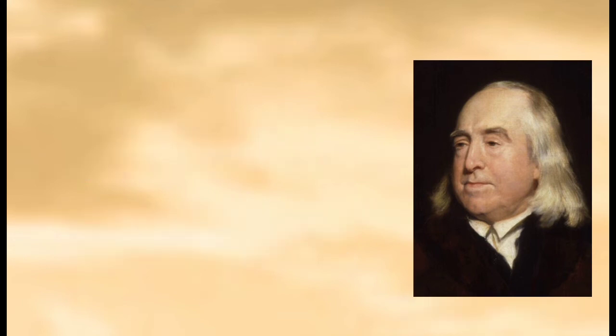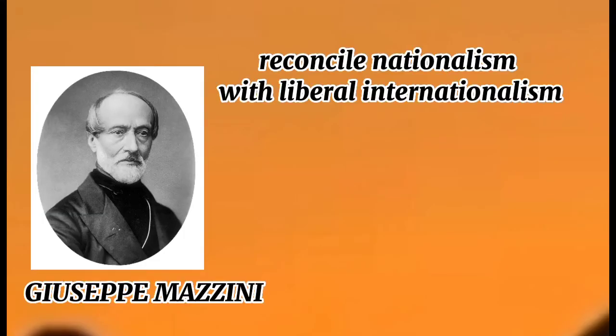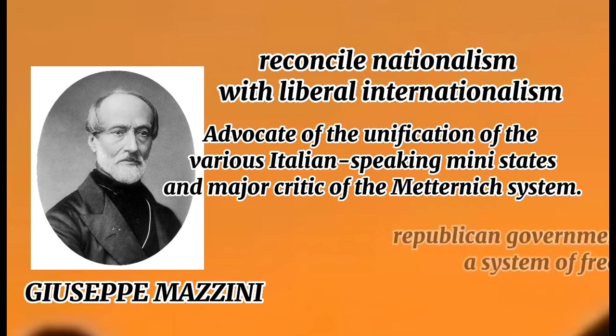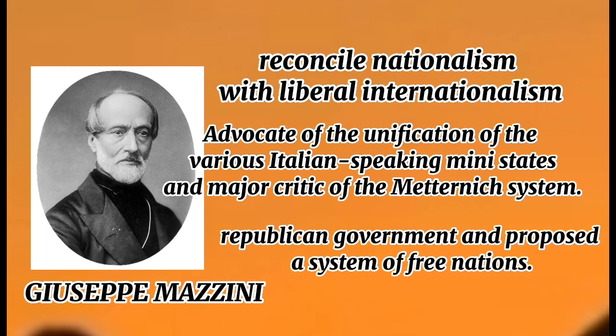In the 19th century, the liberal patriot Giuseppe Mazzini was the first thinker to reconcile nationalism with liberal internationalism. He was both an advocate of the unification of the various Italian-speaking mini-states and a major critic of the Metternich system. He believed in a republican government and proposed a system of free nations that cooperated with each other to create an international system. Mazzini was a nationalist internationalist who believed that free unified nation states should be the basis of global cooperation.